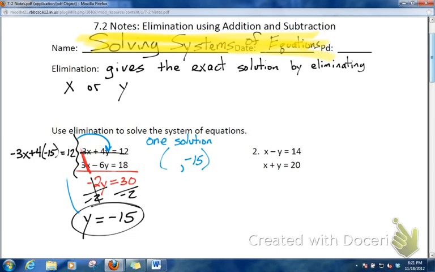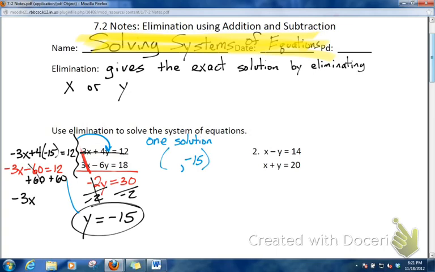At this point, you just go about solving it. I have negative 3x. 4 times negative 15 is negative 60. Equals 12. So I add 60 to both sides.